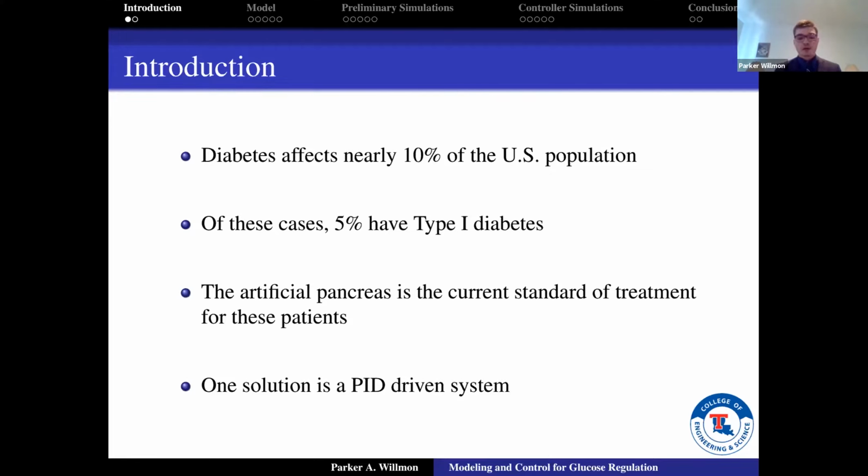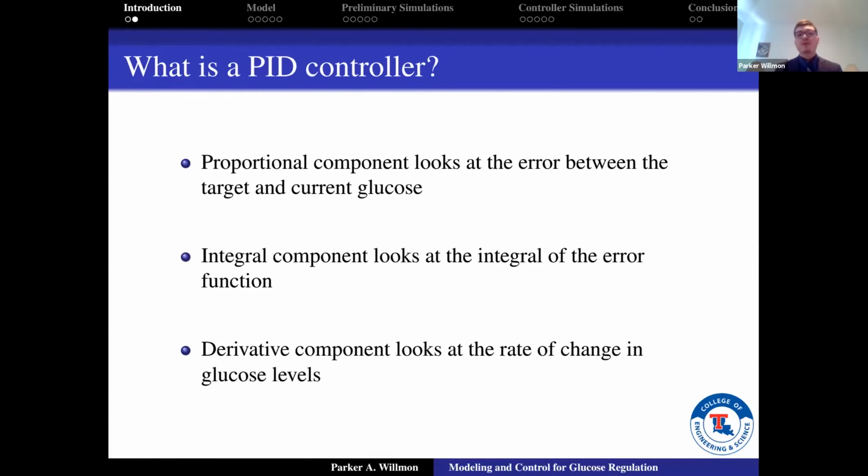Now, one potential algorithm for this is a PID-driven system. Now, at this point, you may be wondering, what is a PID controller? Well, it stands for proportional, integral, and derivative. And so it has 3 different components. The proportional component looks at the error between the target glucose and the current glucose levels at a given moment in time. Then the integral component looks at the integral of the error function, or how wrong the glucose has been for how long. And then the derivative component looks at the rate of change of the glucose level itself.